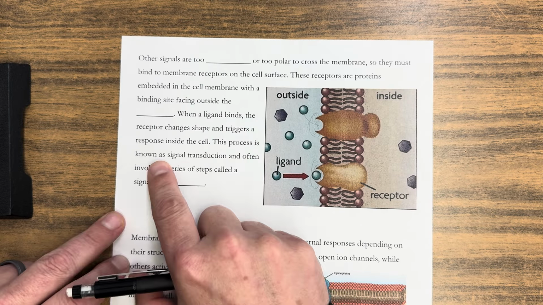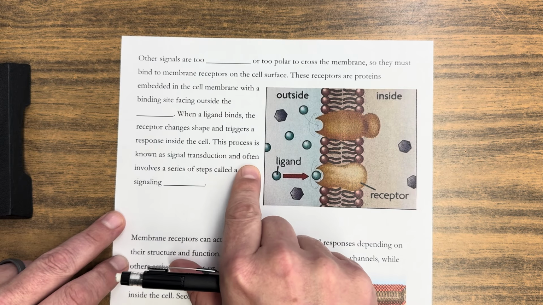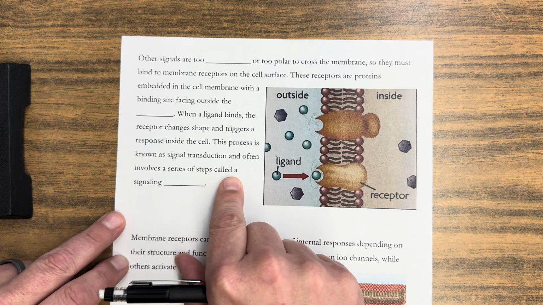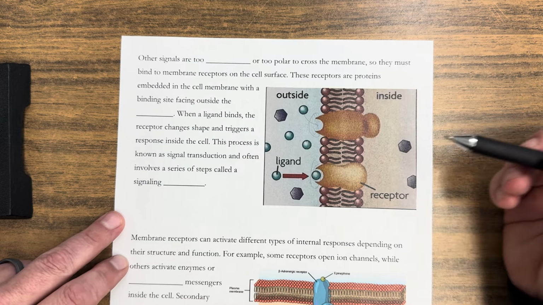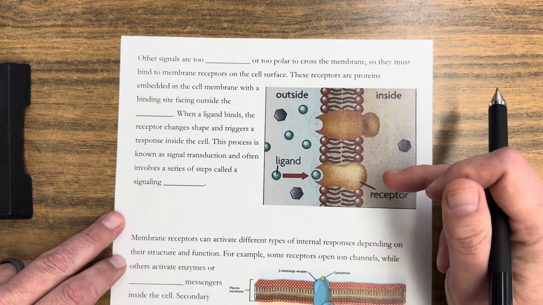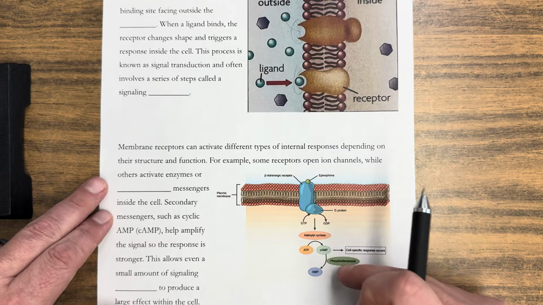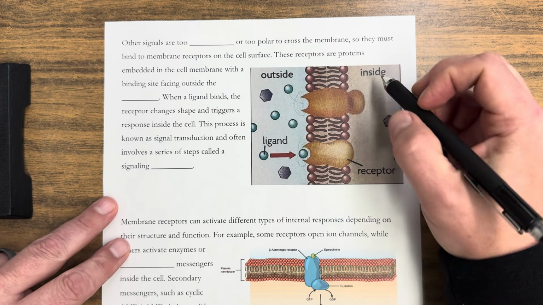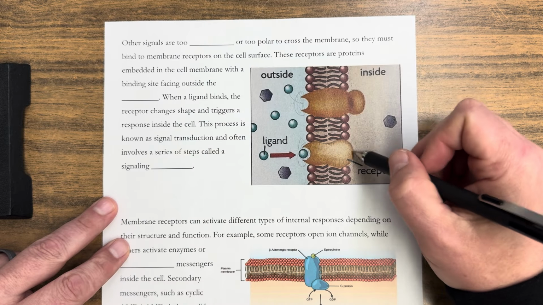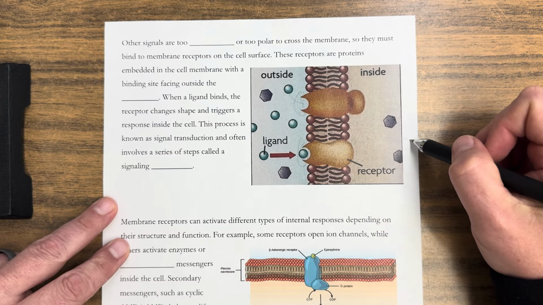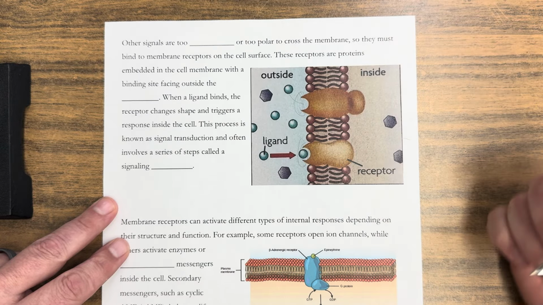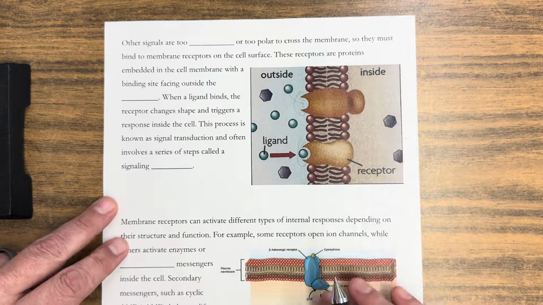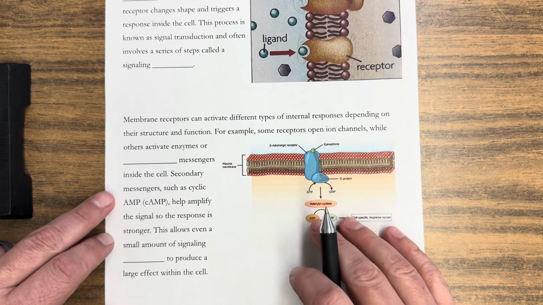This process is known as signal transduction and often involves a series of steps called a signaling pathway. So the pathway, what they're describing, we're going to get to in this next picture down here. It just means that after this first signaling event, there might be many steps that then take place, a cascade of events or multiple events that all happen one after the other as this signal moves forward.